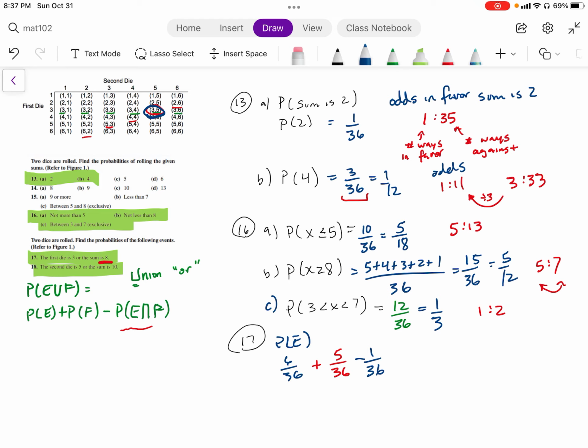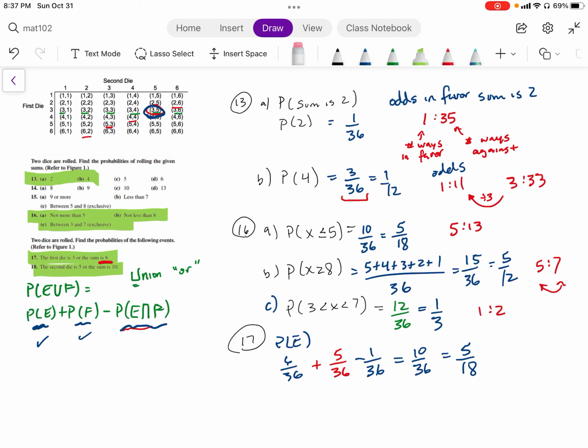Okay, that is what this union rule for probabilities is saying. Go ahead and add the probabilities, but subtract the intersection because you would have counted it here and here. Okay, we don't want to count twice. So that would be 10 out of 36, and we reduce to 5 out of 18.